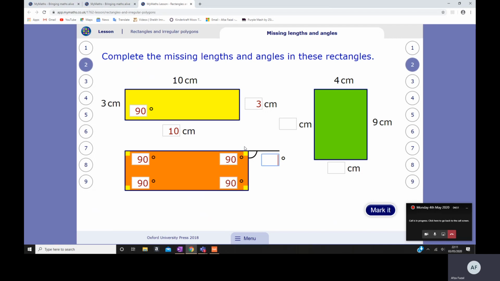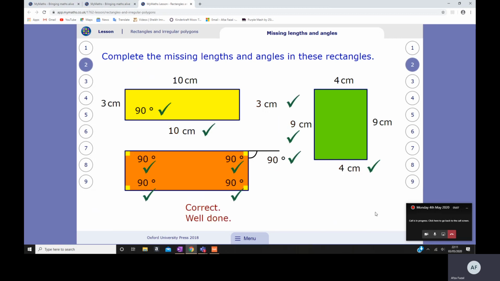90, 90, and 90. Now, on a straight line, our angles add up to 180. So we're going to subtract 90 from there, and I'm left with 90. This one here, I've got a 4 there. Opposite it, I've got a 4. 9, because it's a parallel side, 9 there. And I've got them all correct.